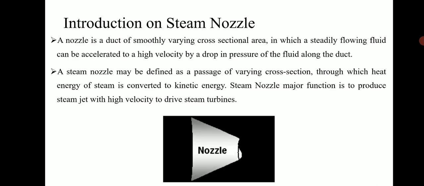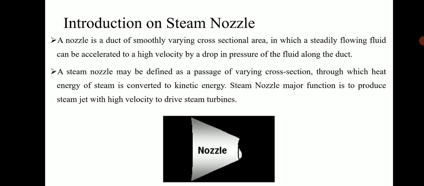A nozzle is a duct of smoothly varying cross-sectional area in which steadily flowing fluid can be accelerated to a high velocity by a drop in pressure of the fluid along the duct. A steam nozzle may be defined as the passage of varying cross-section through which the heat energy of steam is converted into kinetic energy. The steam nozzle's major function is to produce a steam jet with high velocity to drive the steam turbines. The diagram shows the nozzle where the cross-sectional area is decreasing from entrance to exit. Therefore, the velocity of the fluid is increasing and therefore the pressure and temperature drop occurs.